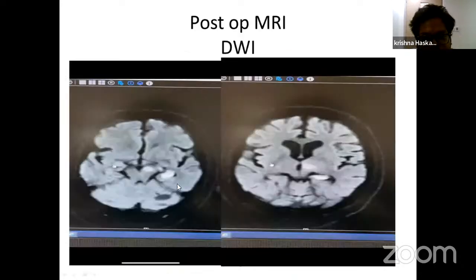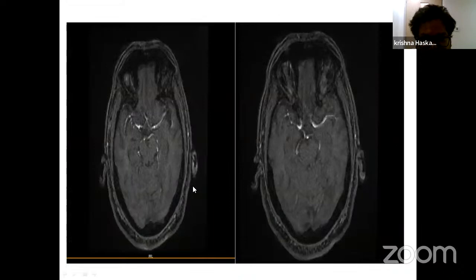There is a post-op diffusion MRI we have taken showing established infarcts in the left midbrain and inferomedial temporal area. And this is the angio after that, still remained patent.